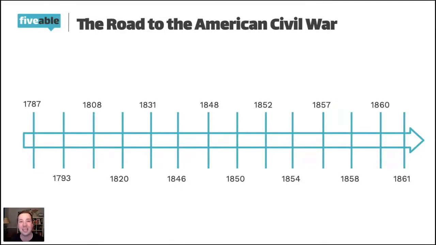There are a lot of dates that we could go over when it comes to the American Civil War, right? And all of these have to do with slavery. So you can go all the way back to 1787 with the Constitutional Convention that has the 3/5 clause, and then it just keeps building.